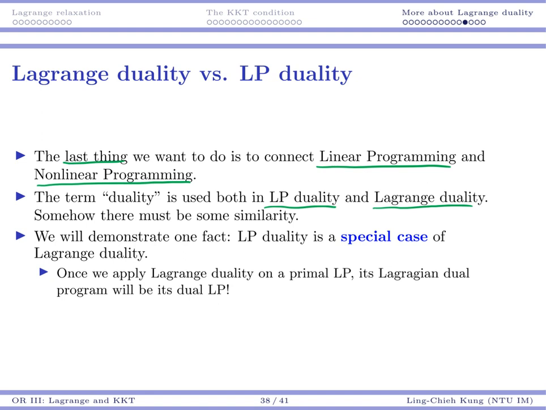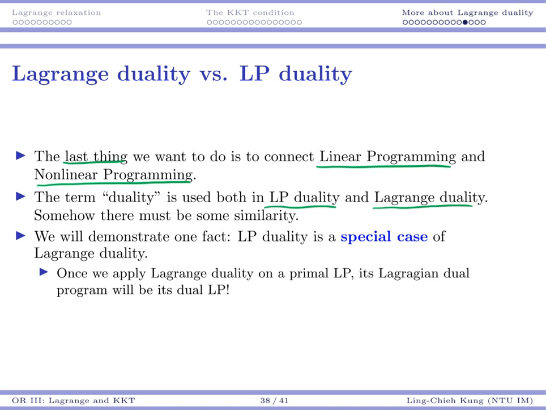So obviously there must be some similarity. We have already mentioned a lot of their similarities. They both have weak duality, strong duality, complementary slackness. And also, we both have the one-to-one correspondence between primal constraints and dual variables.